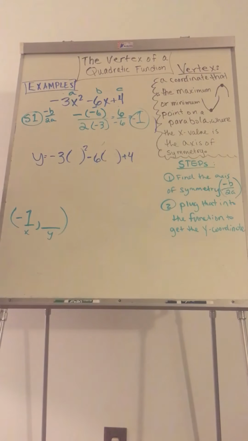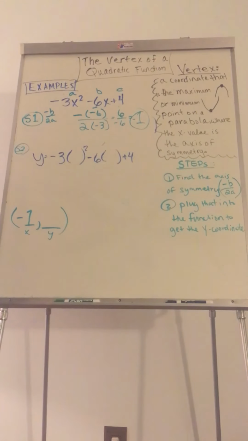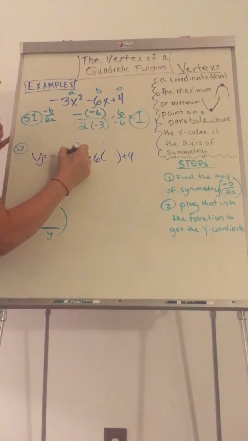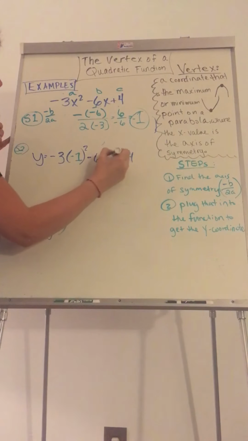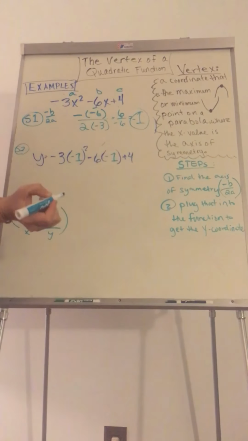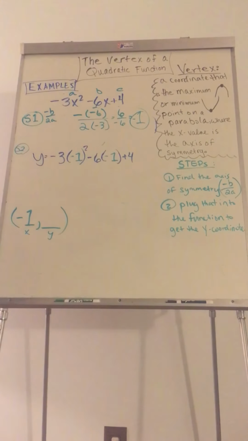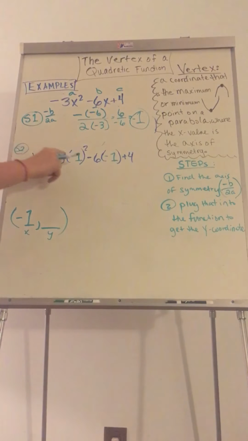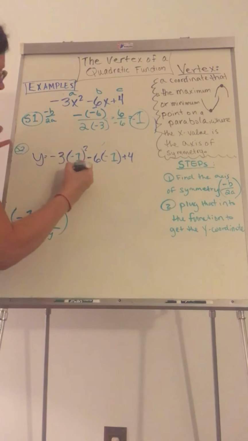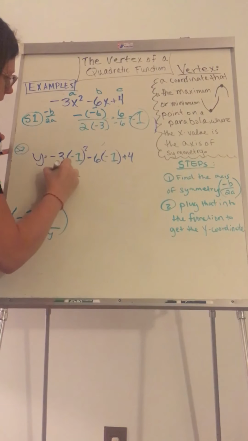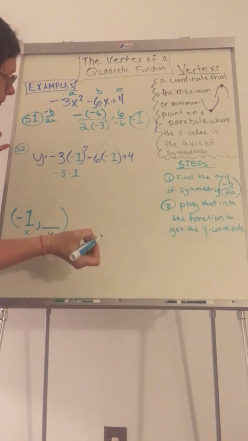So for step 2, I'm going to simply take my axis of symmetry point, which is negative 1, and plug it in wherever there was an x. So let's go about simplifying this. Because I just have numbers here now, I can use the order of operations, PEMDAS: parentheses, exponents. We have exponents first, so I need to deal with this negative 1 squared. Negative 1 times negative 1 is going to be positive 1.